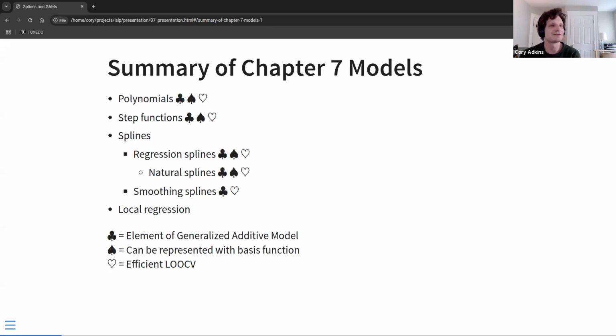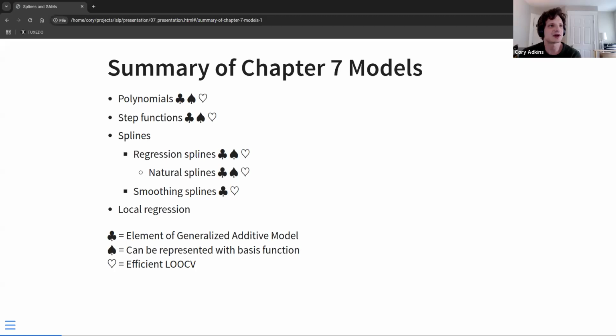So I've tried to visually represent this with the cards here. All of these can feed into generalized additive models, except I'm not sure that local regression can. That seems like its own kind of process. But if anyone knows otherwise, you should let me know. They can all be represented with a basis function. Well, not all of them. Smoothing splines can't be represented, I don't think, with a basis function. But otherwise, all of them can, which we'll see is just a simple additive model where you're adding functions together rather than just observed data.